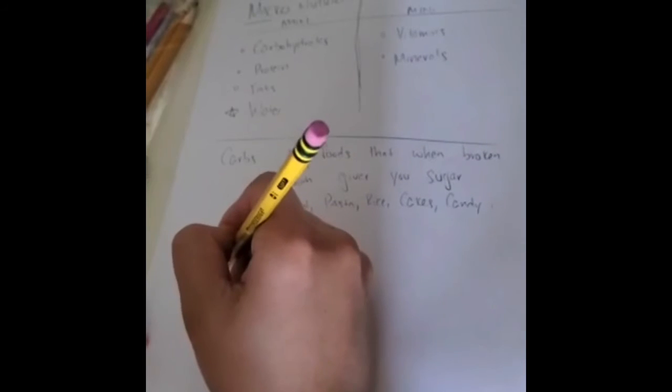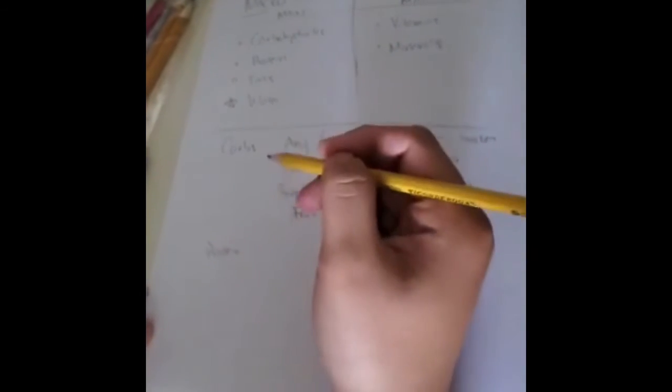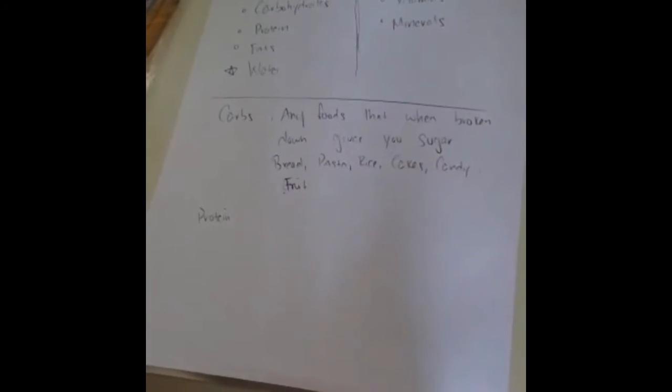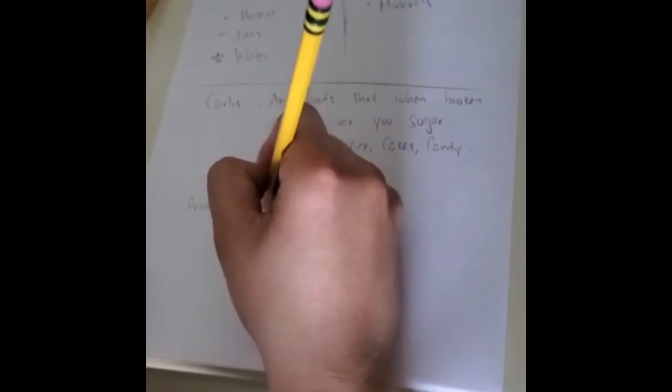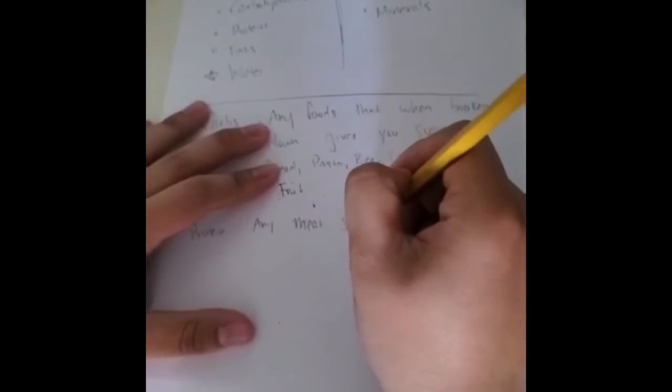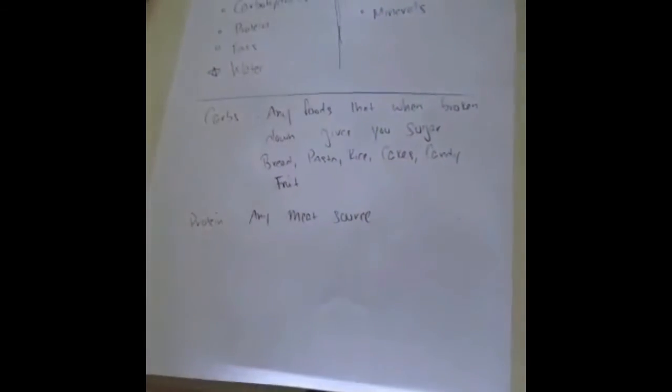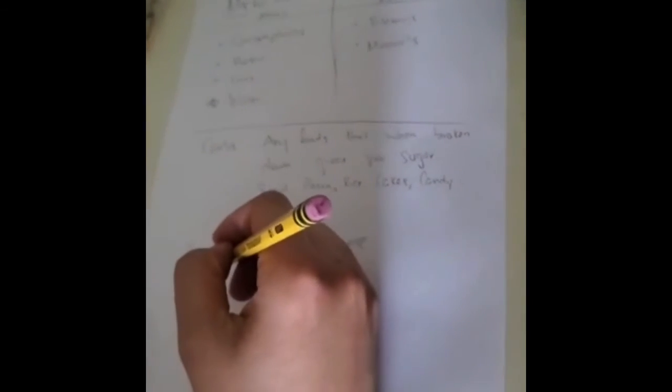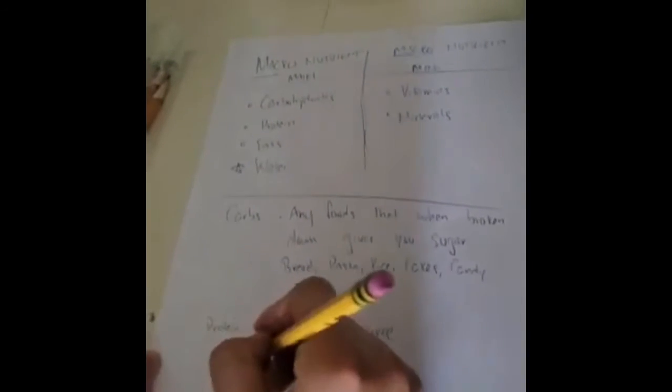Protein. Proteins are long chains of amino acids. Don't worry about that for now, but just know that they're long chains. Proteins come from any meat source. My handwriting is not that pretty, guys. Forgive me. Any meat source. So, beef, pork, turkey, fish, chicken legs. If you're vegetarian or vegan, your protein source will most likely come from tofu or any sort of meat substitute, which is made out of beans.